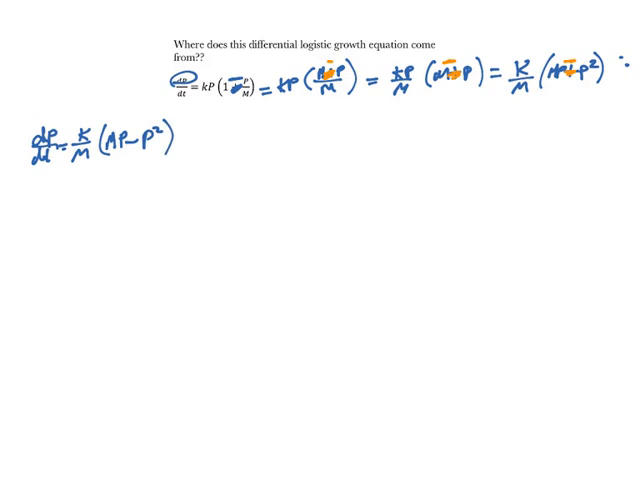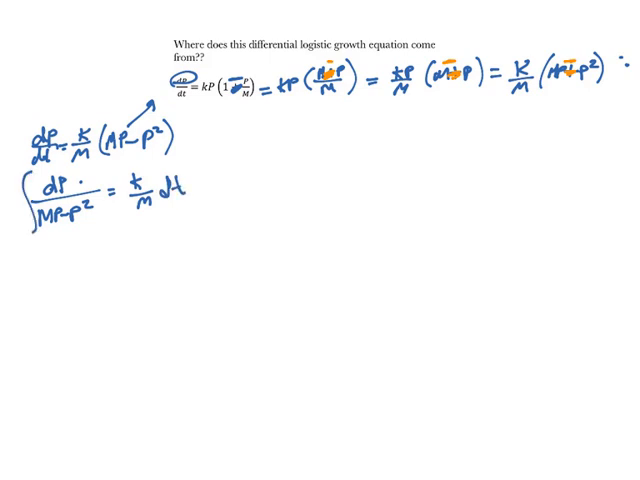And you'll notice that my p's are here. There's an m with that p, but m is carrying capacity and that's just a number, so that's not going to affect anything. So I can go ahead and separate my variables. So I can say I have dp divided by mp minus p squared equals k over m dt.